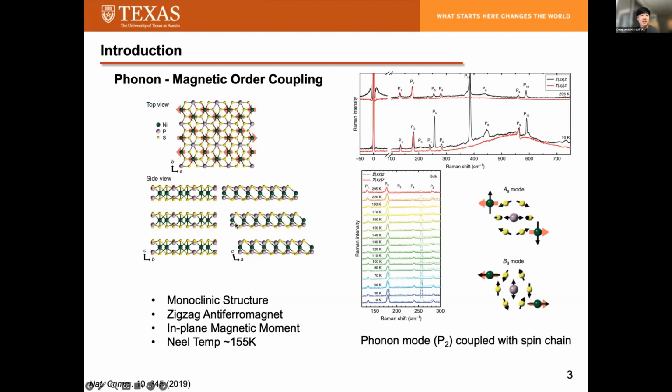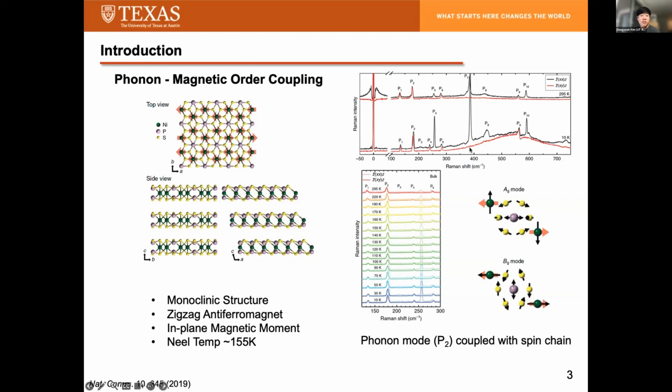This NiPS3 is an in-plane zigzag antiferromagnet, and has a very high critical temperature of about 155 Kelvin compared to the other van der Waals materials. This material is interesting because it has a spin transduction to other properties of the material. One example is that its phonon modes are coupled with the magnetic properties. So if you take the phonon information, you can get information on the spin chain directions in this material.